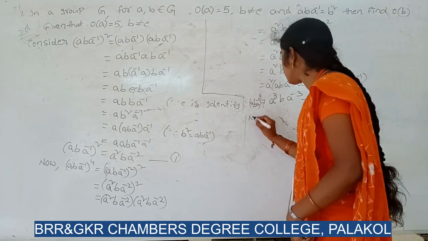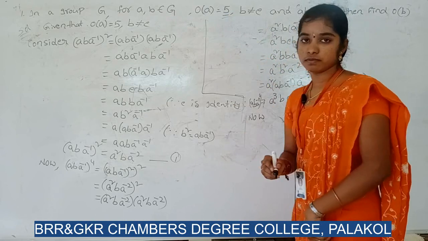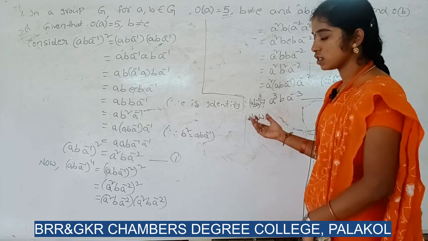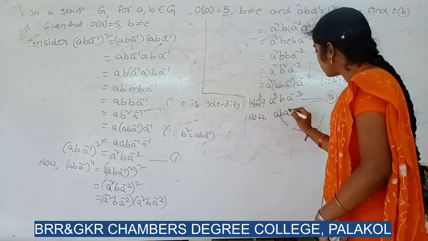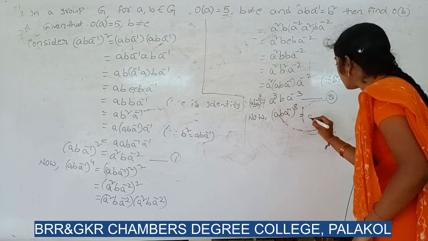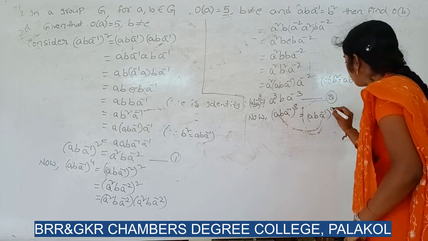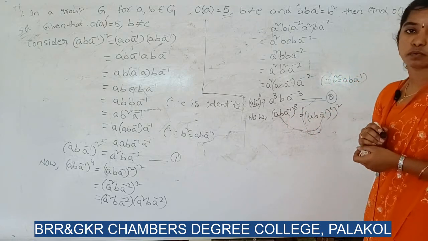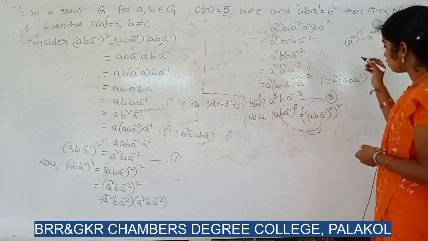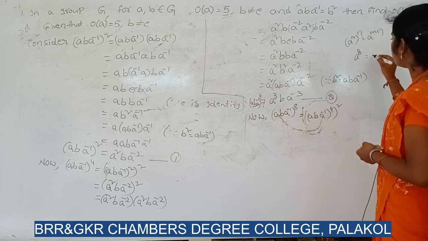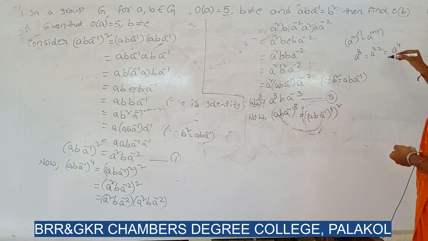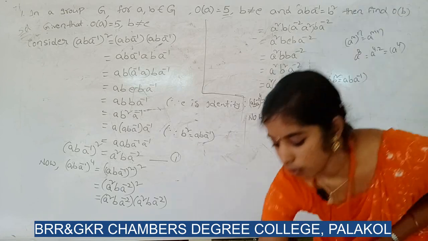And for the third one, continuing up to a power 5 b a power minus 5. Continue this process. Now (a b a inverse) whole power 8 can be written as (a b a inverse whole power 4) whole square. Already you know the law of exponents: a power m whole power n can be written as a power mn. For example, a power 8 can be written as a power 4 into 2, that is (a power 4) whole square.